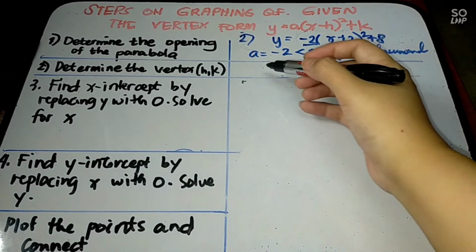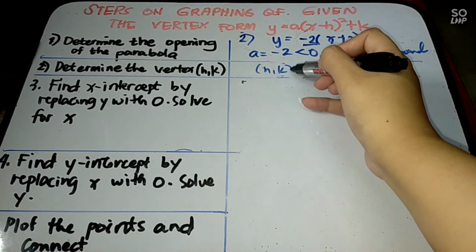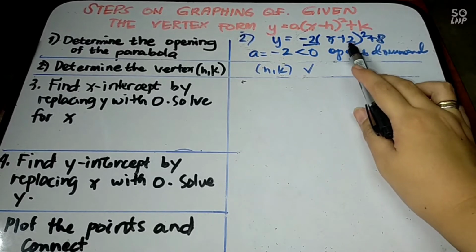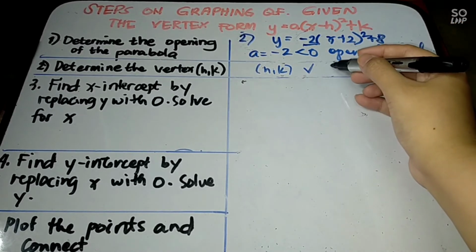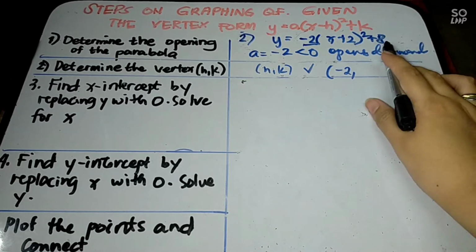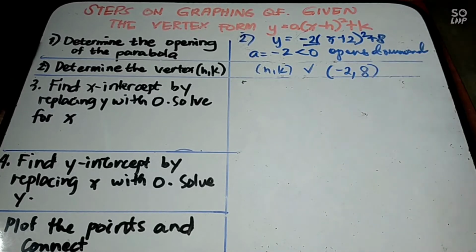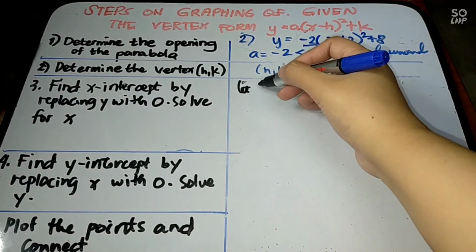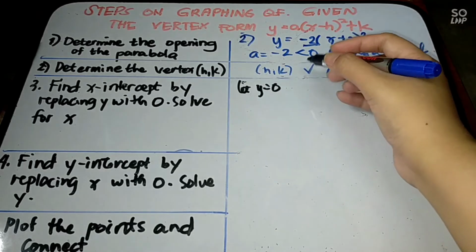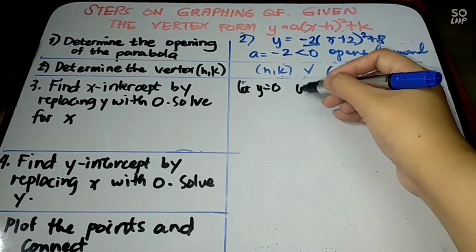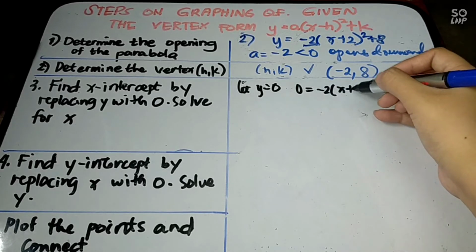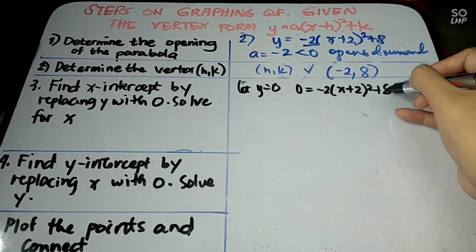Next, let us find the h and k, your vertex. This one is your h, then this one is your k. Your h, change the sign, so it becomes negative 2. Your k stays as is, that is 8. Next, find the x-intercept. We are going to let y equal 0. So your given is 0 = -2(x + 2)^2 + 8.